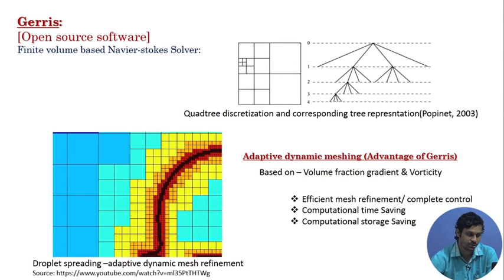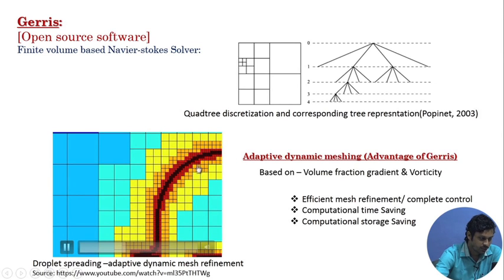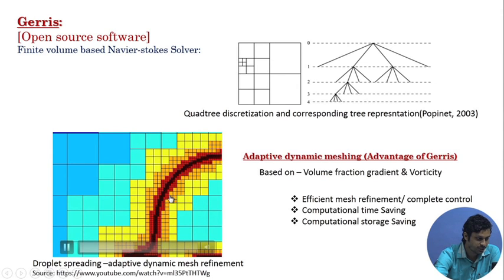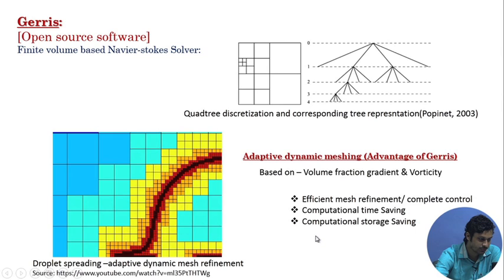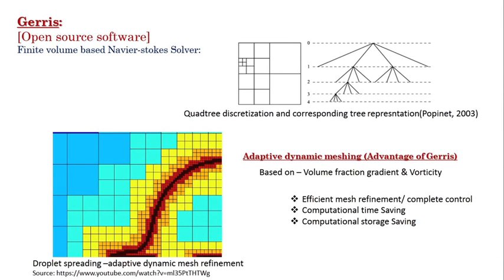Here we can see that a liquid droplet is spreading over a plate. So this is the interface. Here you can see that along the interface there is high resolution meshing, whereas in the other areas there is coarse meshing. And we can also see that this high resolution meshing is evolving with the evolution of the interface. This is actually adaptive dynamic meshing.